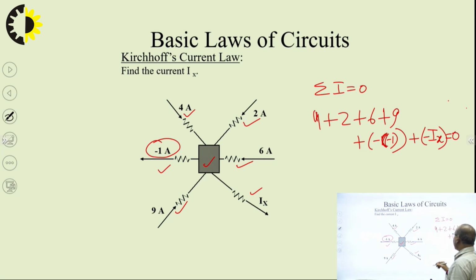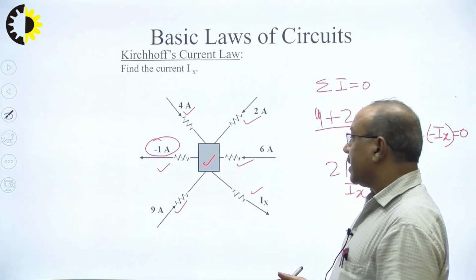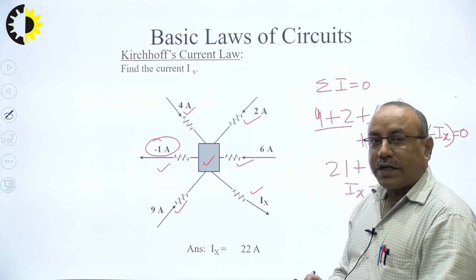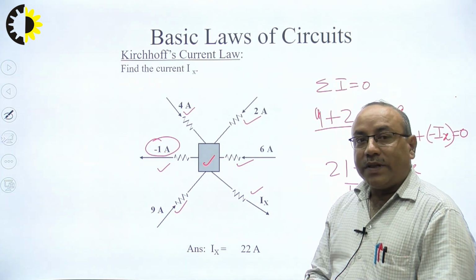This is as per the result that the algebraic sum of all the currents meeting at a junction point or node is 0. If we simplify, 4 plus 2 is 6, plus 6 is 12, plus 9 is 21, and 21 plus this minus into minus 1 is plus 1. So, 21 plus 1, and this is Ix on this side; taking Ix to the other side, Ix comes out as 22 ampere. That way we find the value of the unknown current Ix in the branch. So, we can find the current in any branch with the help of KCL.